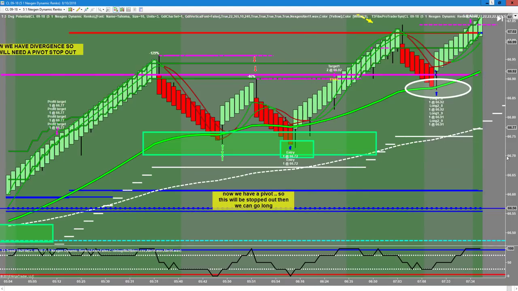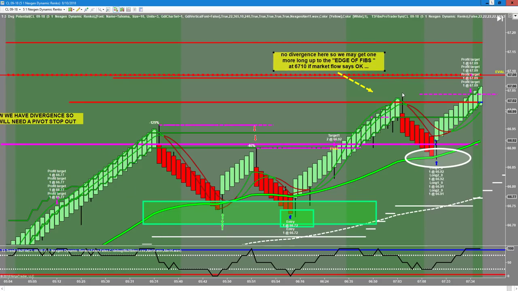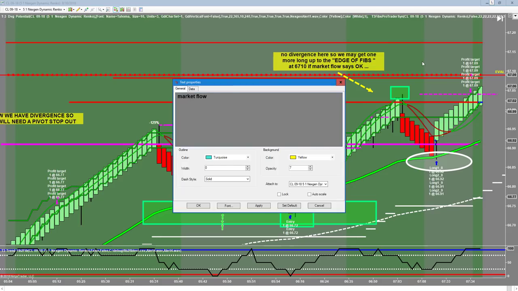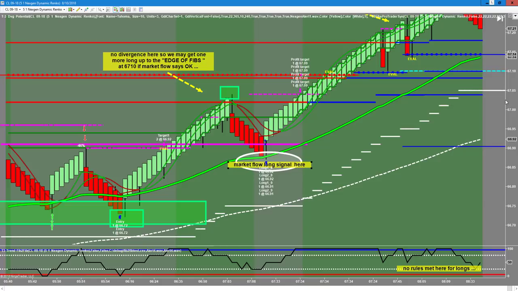So you might get that same trade twice, which is okay. And then again, recognizing you're not to the edge of your fibs and that there's no divergence, you're going to do another one. And again, this one was helped also by the fact that we had a market flow long signal. Pretty hard to ignore a long signal in an uptrend when there's no divergence on your 5-1 chart beforehand.